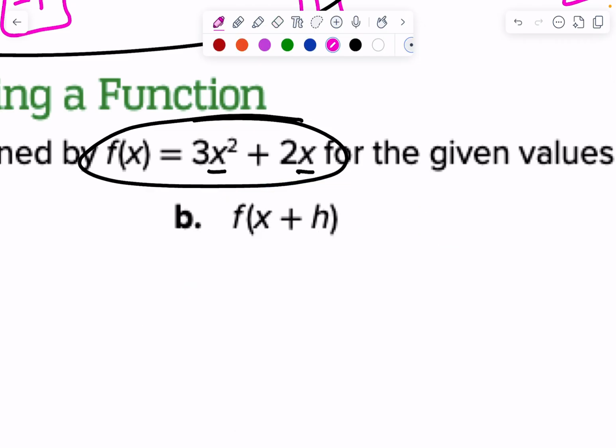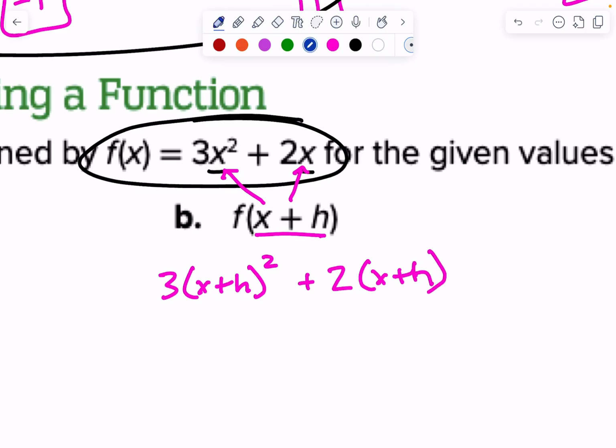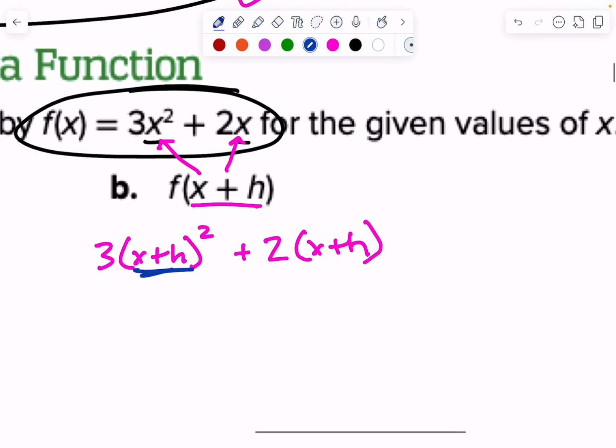Anyway, f of x plus h. They want us to plug in x plus h into my equation there and there. So 3 times (x plus h) squared plus 2 times (x plus h), okay? And this is going to require us to FOIL, which is a little bit unpleasant, but that's okay. Calc, you've done this before.